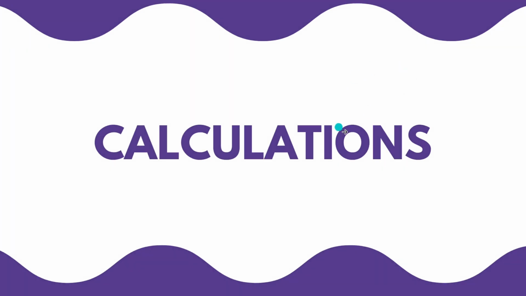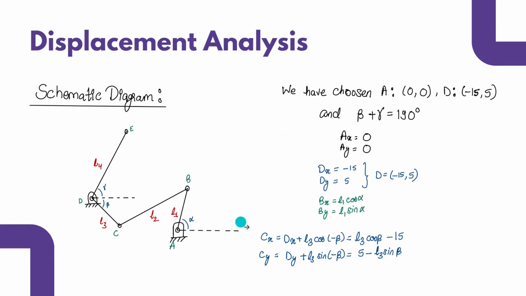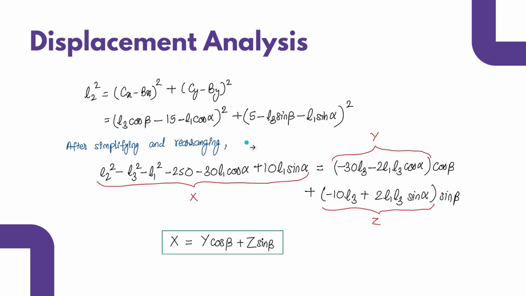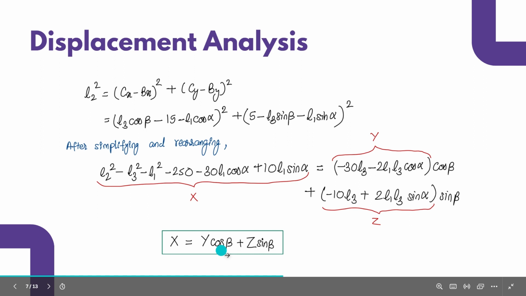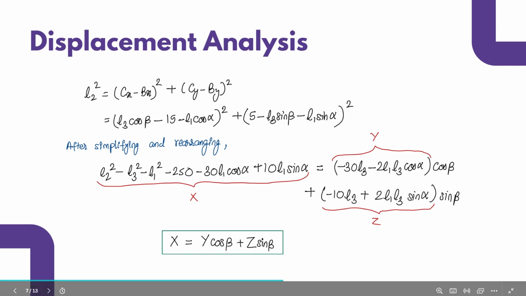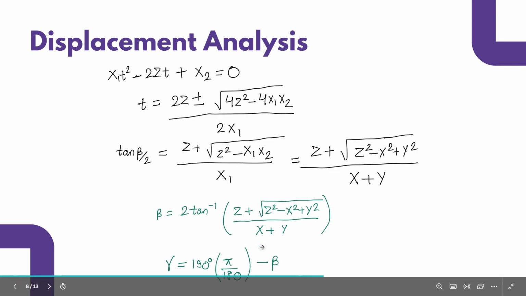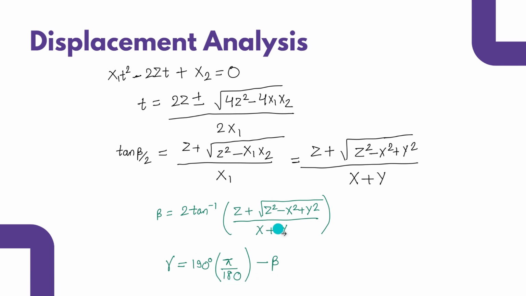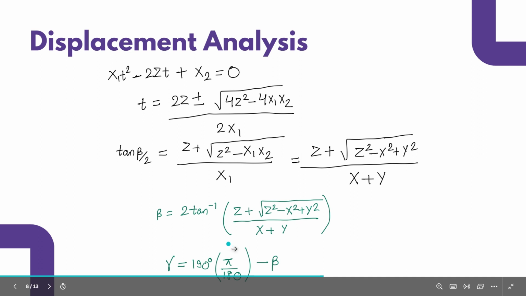Now, coming on to the calculation part, this is the schematic diagram for our mechanism. Here is the L1, L2, L3 and L4 with the angle alpha, beta and gamma respectively. Now coming to the displacement analysis, we got a relation x equal to y cos beta plus z sin beta. After a few more calculations, we got a relation of the beta with the x, y and z and the relation of the gamma with the beta.